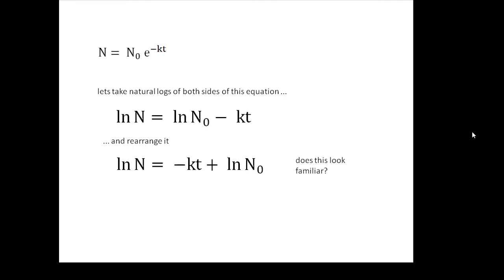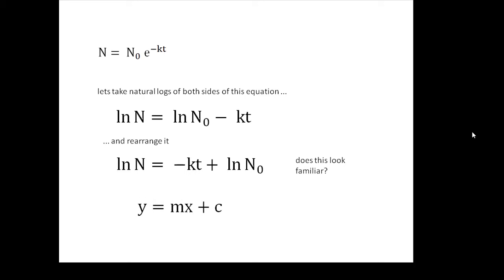this equation. Okay. Now if we take natural logs of both sides of this equation, we get log N is log N naught minus kt, and if we rearrange it, we get log N equals minus kt plus log N naught. Now, does that look familiar? Well, we've got a variable equals minus k times a variable plus a constant. Does it look familiar? It should do, because it's an equation of the form y equals mx plus c.